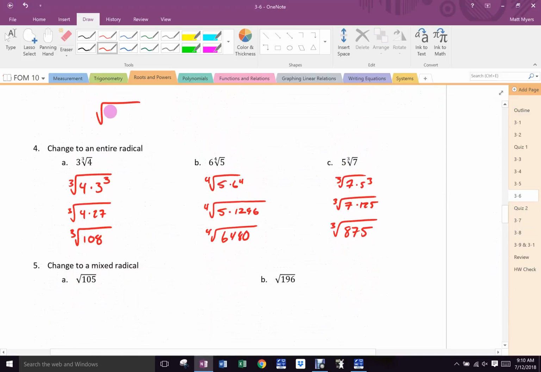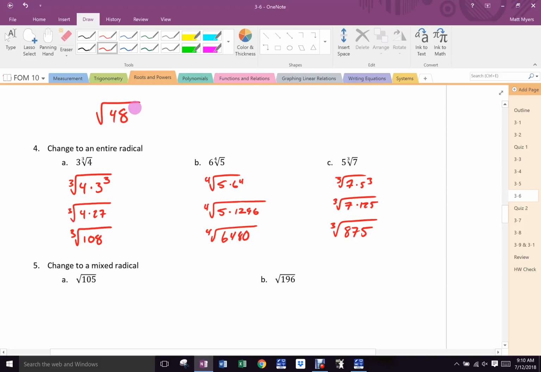The square root of 48. Do you understand how to do that? How would you do that? You just told me 1 second ago. You looked me right in the eye and said you understand that. How would you do that? You'd factor it. Awesome. Great.